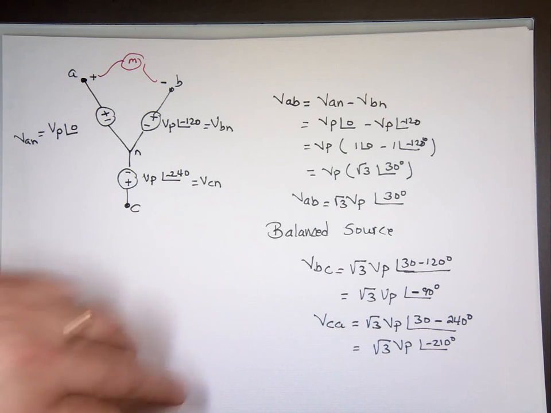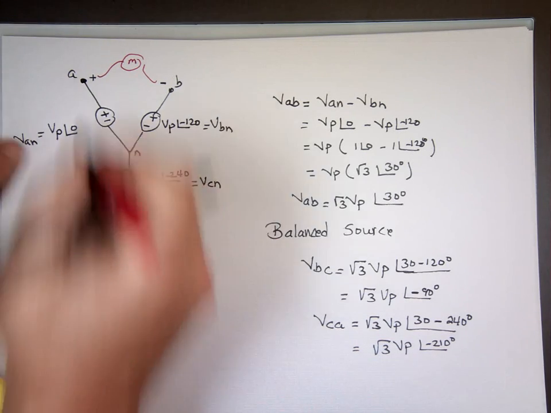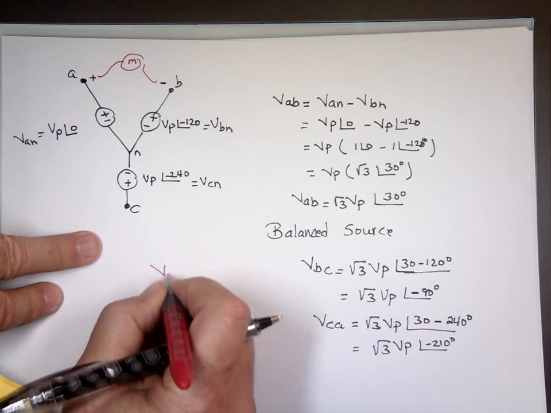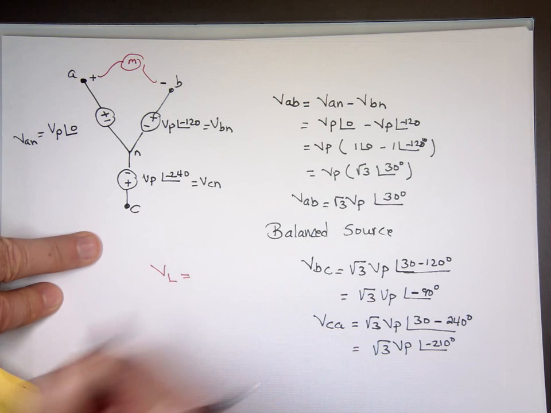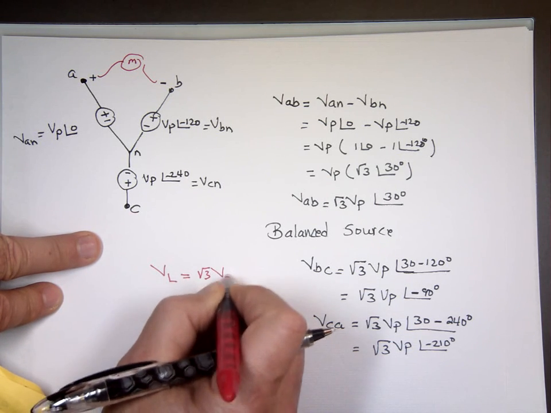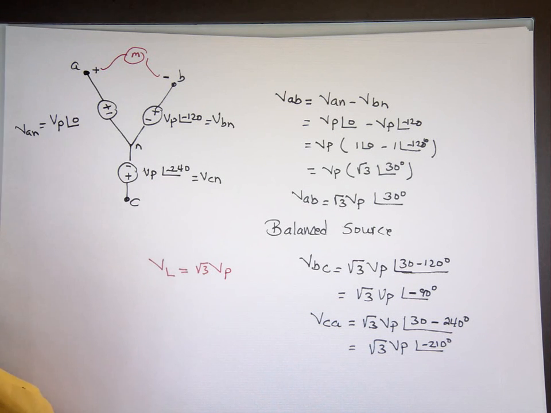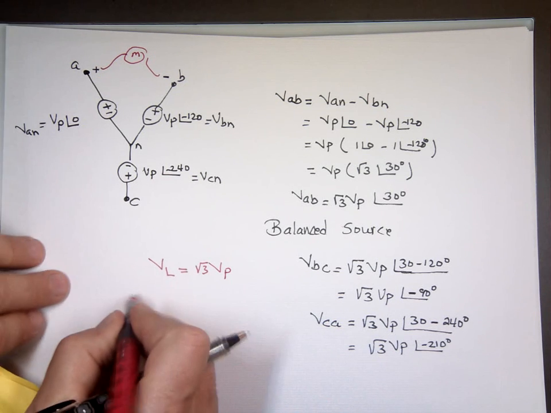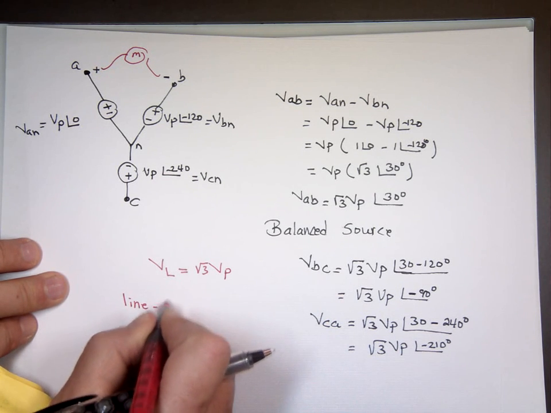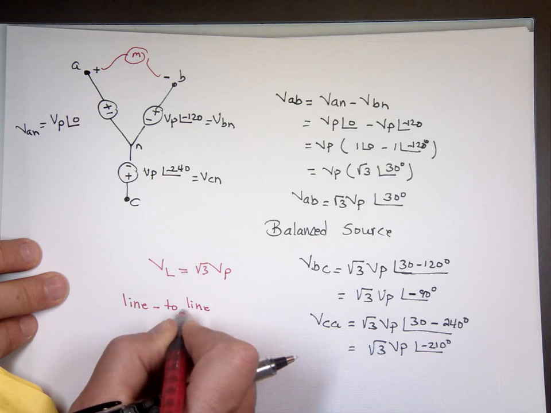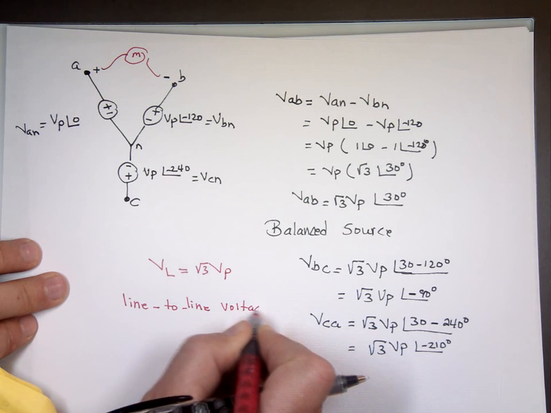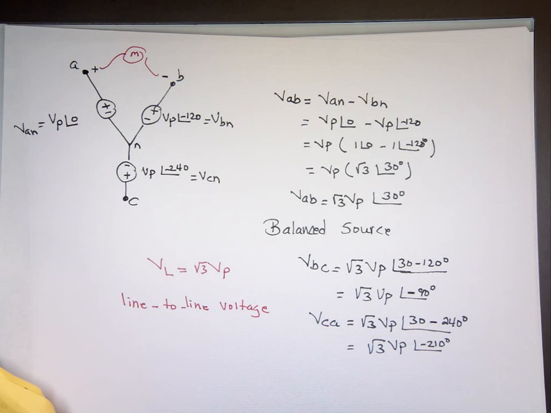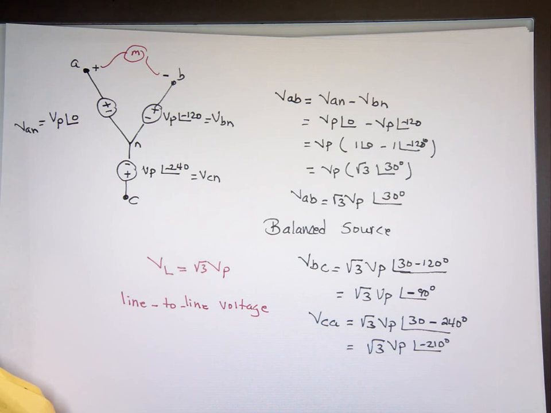We call this value V line, VL, which is the square root of 3 times VP. Why do we call it VL? That's known as line-to-line voltage. So if they say the line voltage, they're talking about VAB. If they say the phase voltage, we're talking about VAN. And the problem sometimes tries to get you confused.